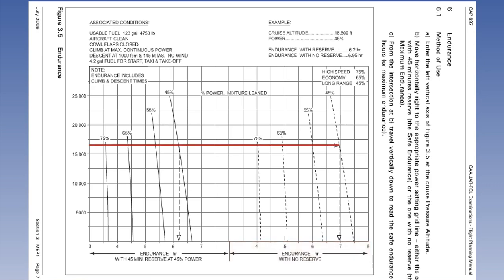Enter the graph at the cruise altitude and go horizontally to intercept the power lines either with or without reserves. From the appropriate power line, go vertically down to read off the endurance with reserves on the left of the graph, or without reserves on the right of the graph. Endurance is not affected by wind, so no corrections are necessary.